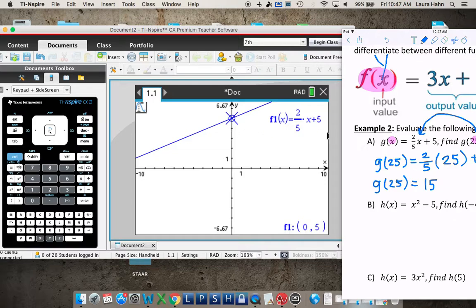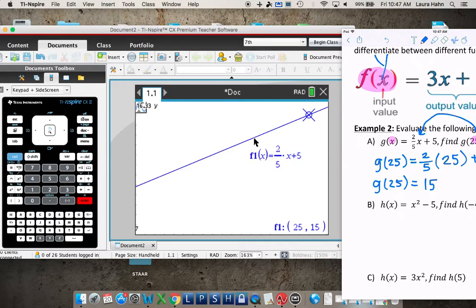Okay, so remember the x we want to go to is when x is 25. So I'm going to type 2, 5. This pops up, x equals 25. All right, enter. It'll jump me to where x is 25, and this is my y value. Notice it's exactly the same. So when x was 25, y is 15. That's the exact same answer we got when we plugged it in ourselves.